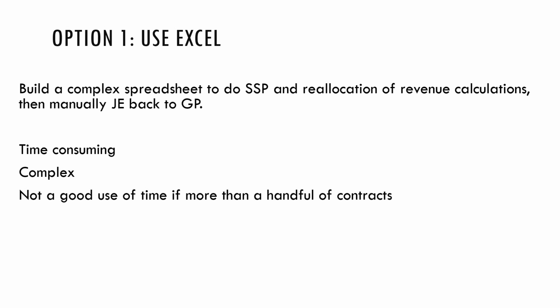It's not that difficult. You saw the formula. It's a very simple formula. I can build that in a spreadsheet, throw my items and my invoices in there, not a problem. Then I have to manually journal entry them back to Dynamics GP to get the right amounts moved from deferred revenue to revenue and so on. The problem is, if you've got more than just a handful of those, it can become very time-consuming, very complex, and it's not really a good use of your time.